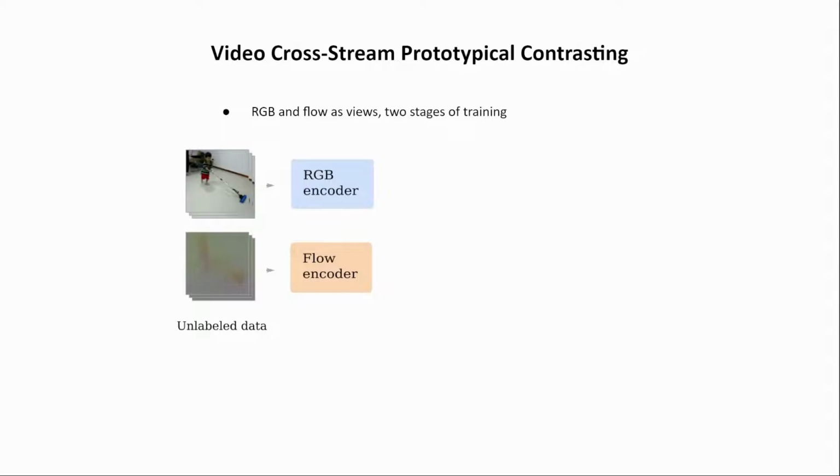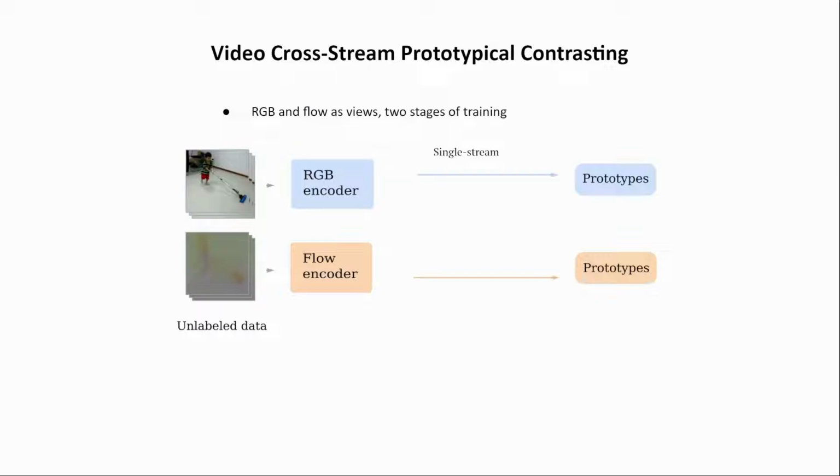In this method, we use RGB and optical flow as views for contrastive learning. Our key insight is to learn from similarity between groups of instances by including mappings to prototypes. A prototype is defined as a representative of a group of similar features.